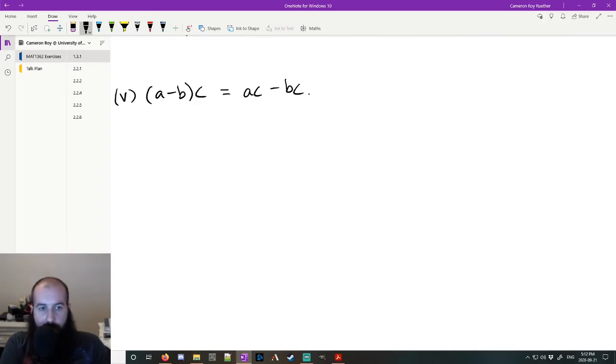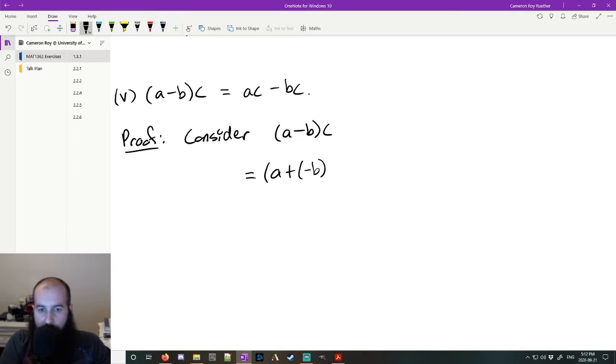The last part of this exercise is part 5. It's to prove that a minus b all times c is equal to ac minus bc. So to begin this proof, we will consider the left-hand side. And first, we'll use the definition of subtraction to write this as a sum of an additive inverse.